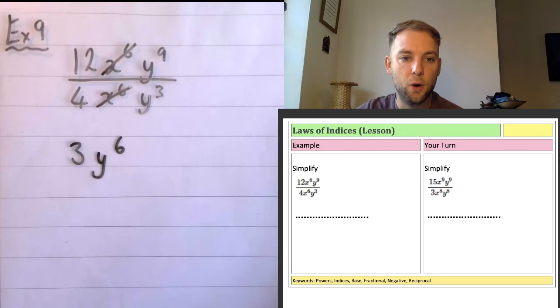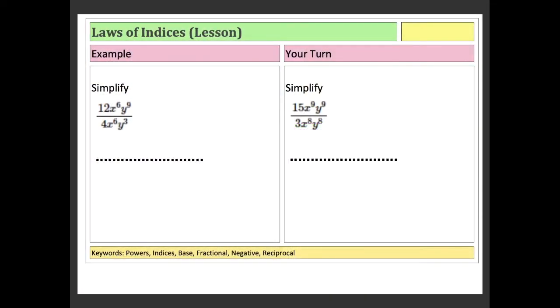Pause now and have a little go at that one on the right-hand side there.